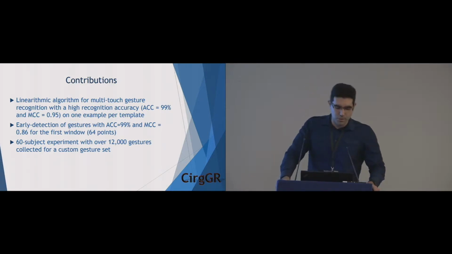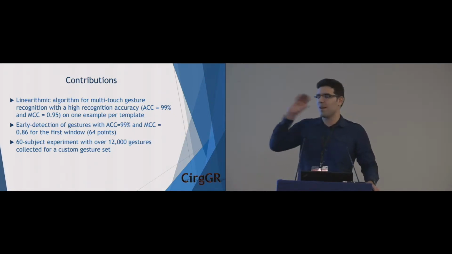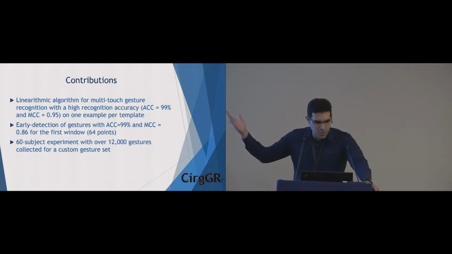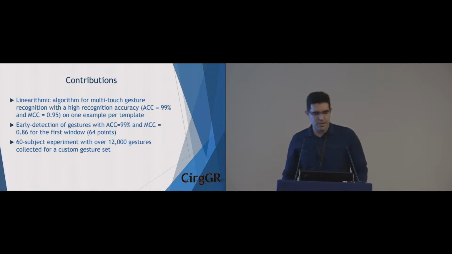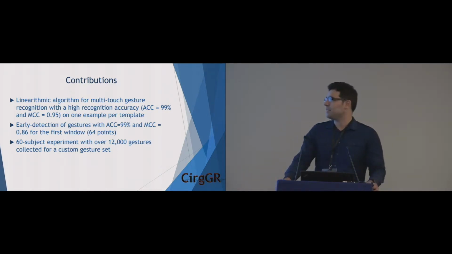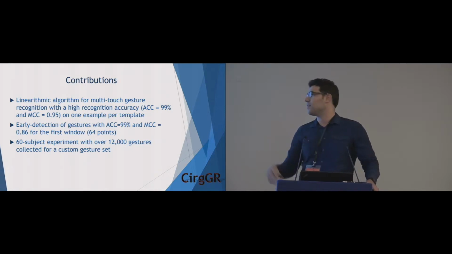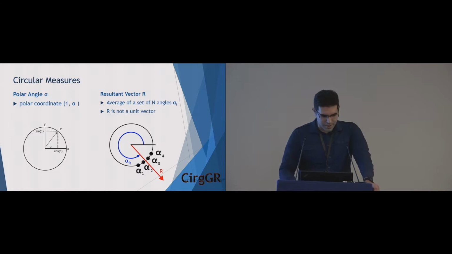We hope that this algorithm also demonstrates early detection of gestures, which means that we detect gestures from the get-go rather than from later on in the gesture's execution cycle. And once again, we demonstrate that this one performs with 99% accuracy and 0.86 MCC when it comes to early recognition. We subjected this algorithm to a study with 60 subjects and over 12,000 gestures to evaluate and arrive at these metrics. So let's talk a little about CircGR itself.